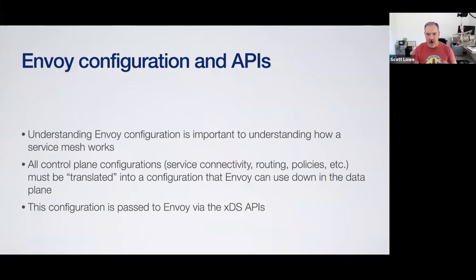Now, where does Envoy get all of this information? Where does it find out about listeners and routes and clusters and endpoints, right? All of this stuff is going to come from the control plane, but the control plane has to translate that into something that Envoy understands. And it does that through these APIs that Envoy exposes. And we call these APIs the xDS APIs, right?